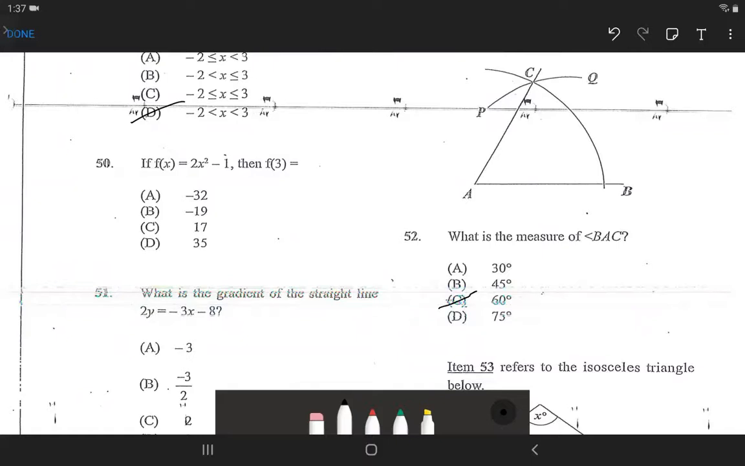If f of x equals 2x squared minus 1, then f of 3 is equal to, right? So f of 3 is equal to 2 times 3 squared minus 1. That is 2 by 9 minus 1, which is 18 minus 1, which is equal to 17.